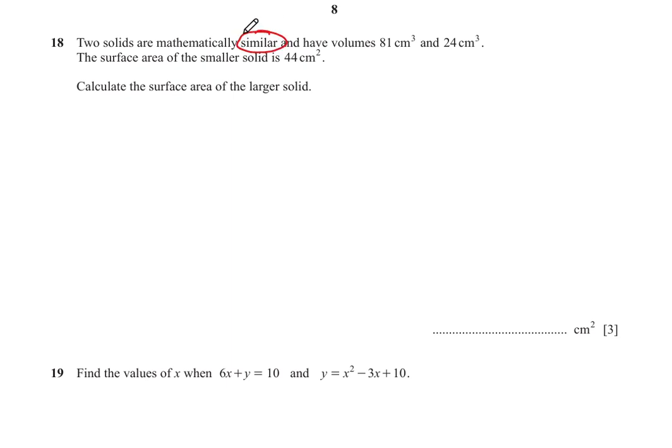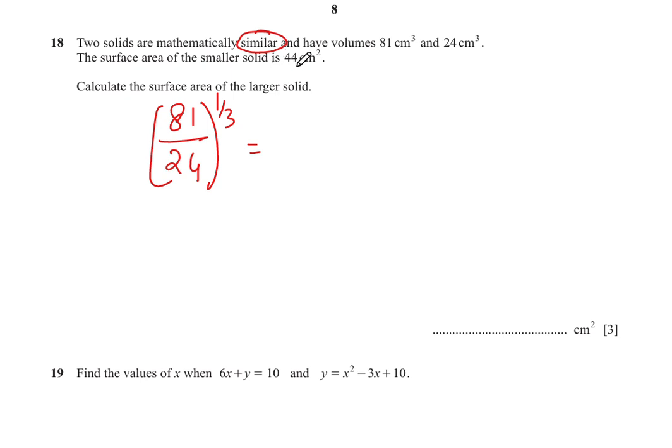So the word similar means you should find out the ratios. Here the two volumes are given, so you can take it like 81 by 24. So it is the cube root. You can take the cube root of that.